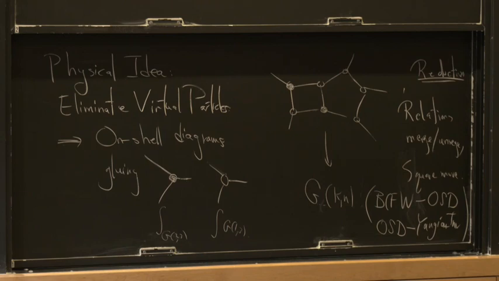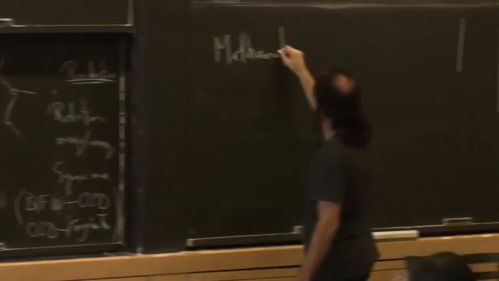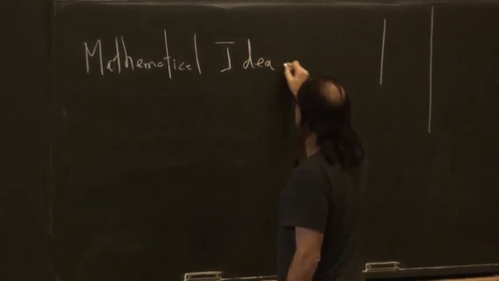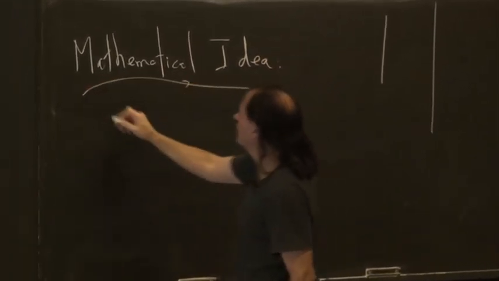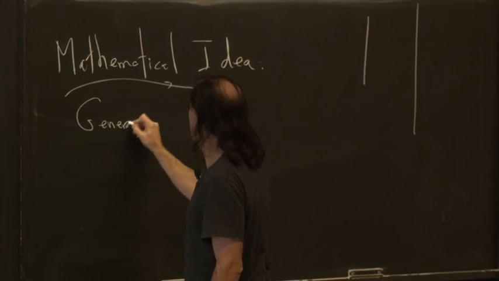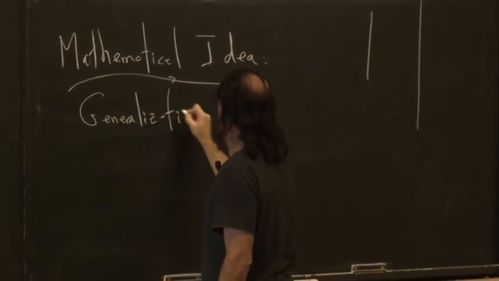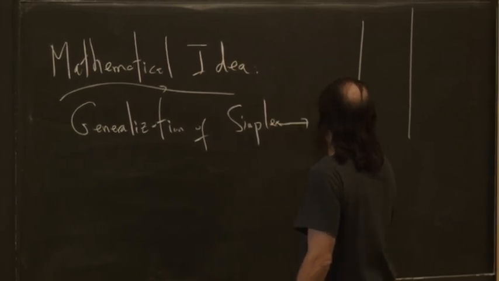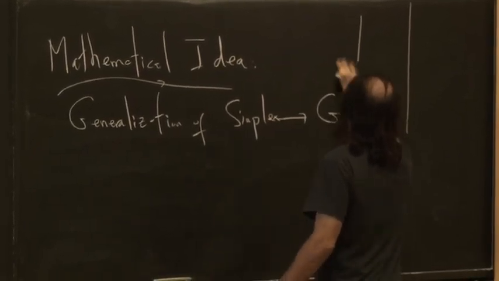Okay? Now that's the physical idea. The mathematical idea, in the end, I mean, there are many aspects to it, but it's remarkable that it all flows from this generalization of a simplex into the Grassmannian to give us this positive Grassmannian.